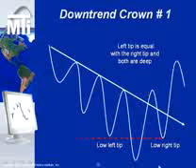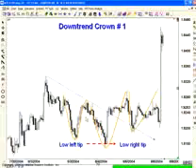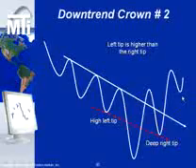Now let's look at this upside down. The downtrend crown is crown number 1, low left tip, low right tip. See it? Equal tips. Low left tip, center tip, equal right tip. Hits the backside of the trend line, engulfing bullish candle, rallies. Downtrend crown number 2, high left tip, low right tip.